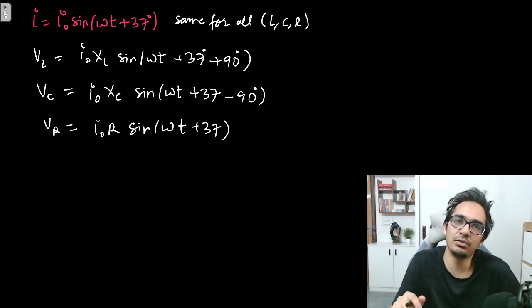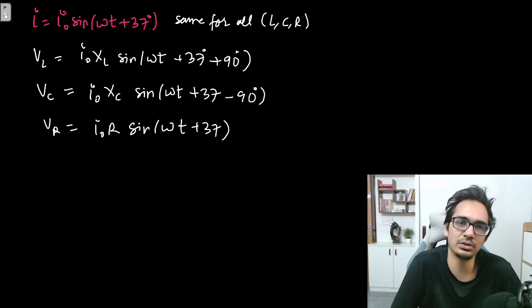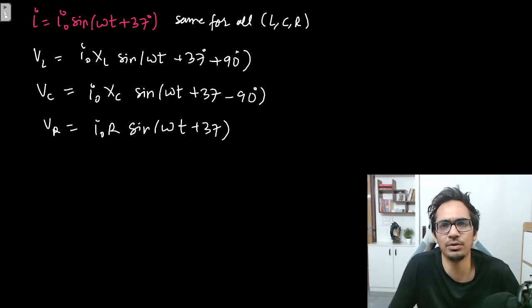And then use that voltage across the inductor will lead the current by pi by 2, voltage across the capacitor will lag the current by pi by 2, and voltage across R will be the same. Now the question was, when are they maximum for the first time? If VL, VC, VR denote the maximum values, when are they maximum for the first time?